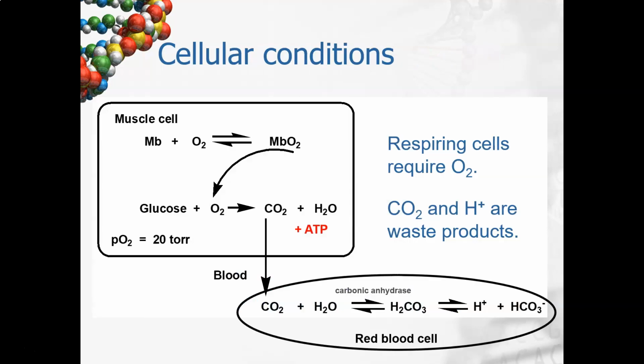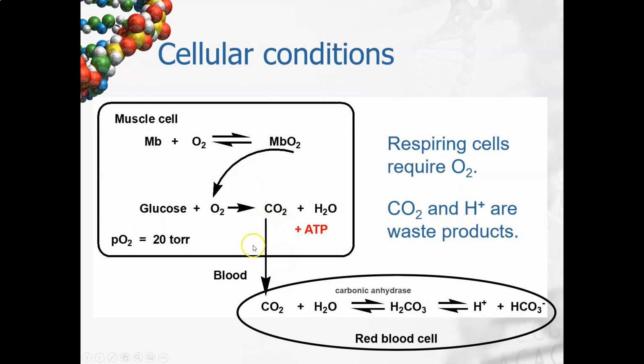So the reason we consider CO2 and protons together is because in the muscle cell we have myoglobin, and myoglobin releases its oxygen so that glucose can be oxidized in the presence of oxygen to yield CO2 and water, and a whole lot of ATP. So when your muscle cells are working hard, they need that ATP. But that means we can consider CO2 to be a waste product.